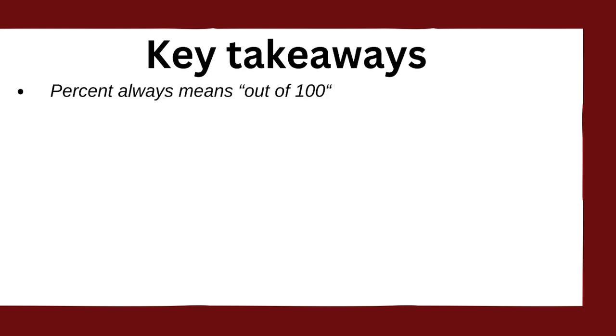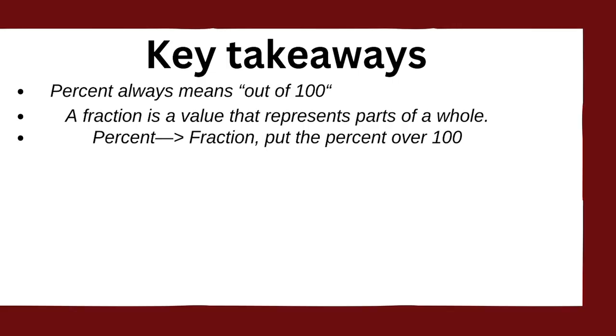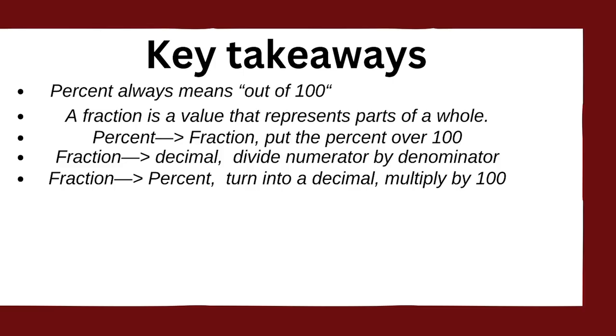So essentially, some key takeaways is that percent always means out of 100. A fraction is a value that represents parts of a whole. If I want to change a percent into a fraction, I'm going to put that percent value over 100. When I have a fraction, I want to make that into a decimal, I'm going to divide the numerator by the denominator. And when I have a fraction and I want to make that into a percent, I'm going to turn that into a decimal and multiply by 100.